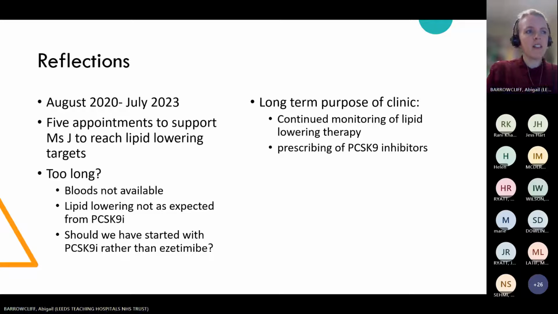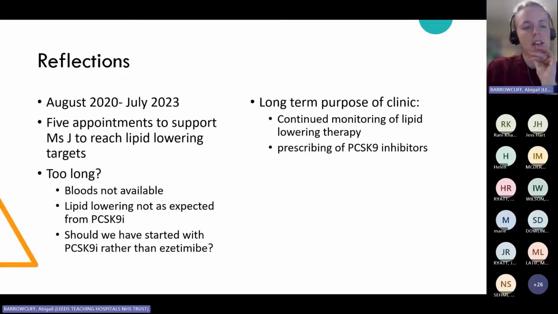So this process took nearly 3 years and 5 appointments. On reflection, could we have been more aggressive with treatment in the beginning? Should we have started PCSK9 inhibitors immediately? Should we have supported ezetimibe adherence and continued it alongside PCSK9 inhibitors rather than stopping it and having to add it back in? However, what we don't know at the beginning of all of this is we didn't know she wouldn't produce a full response to PCSK9 inhibitors.